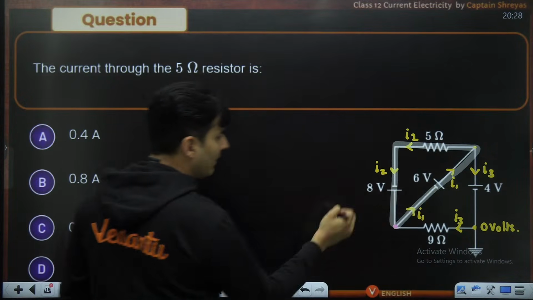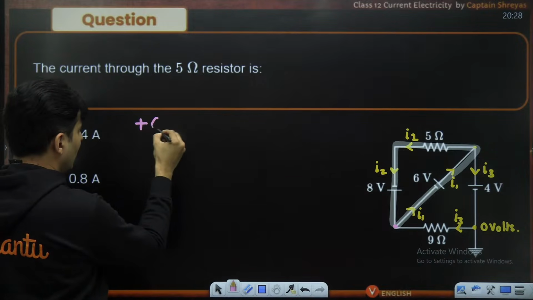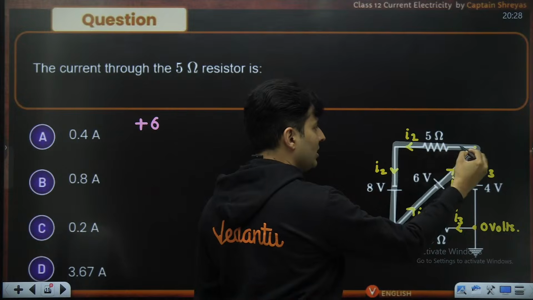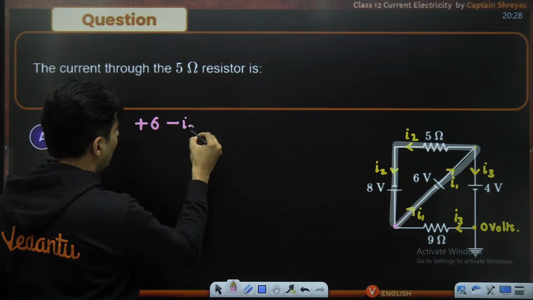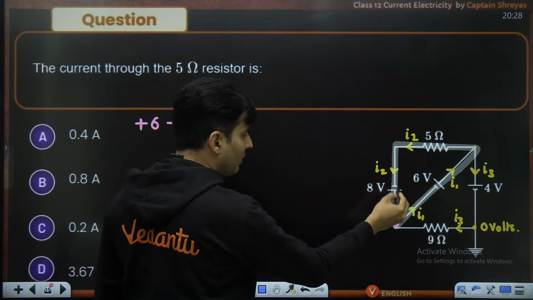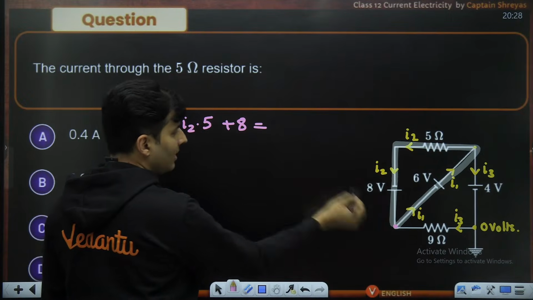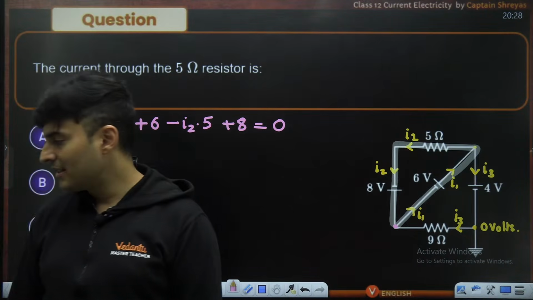I'm encountering a battery. I'm going from the negative to positive, so I'm jumping up, an upgrade of plus 6. I'm going in the direction of the current, so it will be a drop of IR, so minus I2 multiplied by 5. I'm going in the battery from negative to positive, so it's an upgrade of plus 8, which is the EMF. And I'm returning back to the same point, so 0. Is that making sense, everyone?